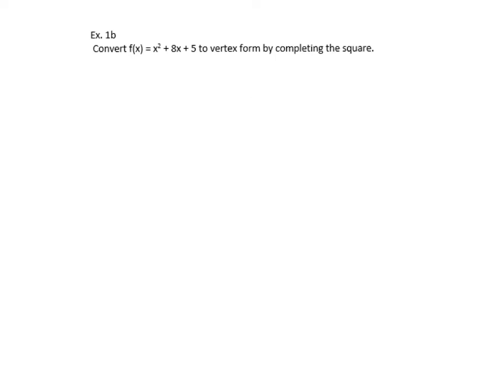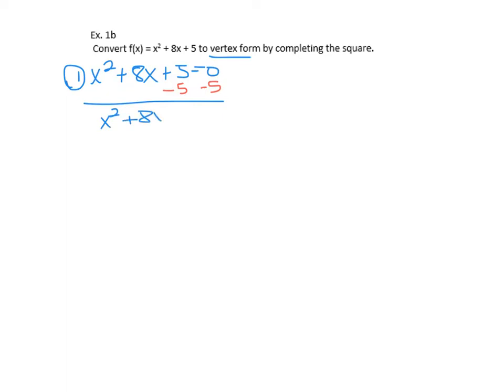Convert f of x equals x squared plus 8x plus 5 to vertex form by completing the square. Following our steps, step 1 is to set the equation equal to 0 and move c to the other side. X squared plus 8x plus 5 equals 0. If I move c to the other side, I'm going to subtract it. And that gives us x squared plus 8x equals negative 5. Step 2, take half of b. Well, b is 8, and half of 8 is 4.